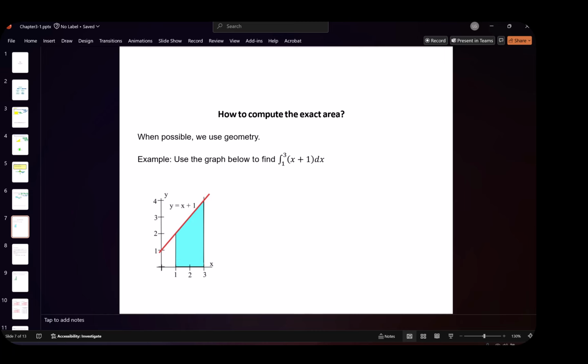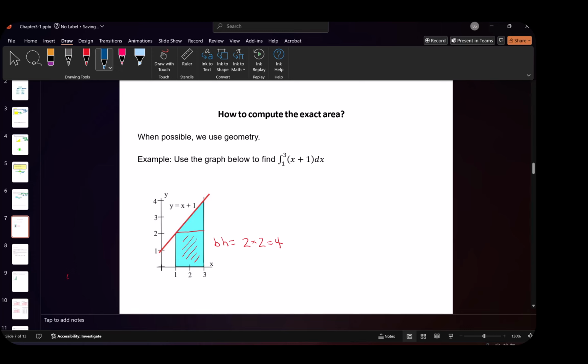Now, what if we have something like this? We want to find the integral from 1 to 3 of this function x plus 1. We don't know how to integrate yet. We just really want to find the area under the curve. I can put a line there, and I know now I have a rectangle and a triangle. And the area of this rectangle is going to be base times height, which is equal to 2 times 2, which equals 4. Now I have my triangle.